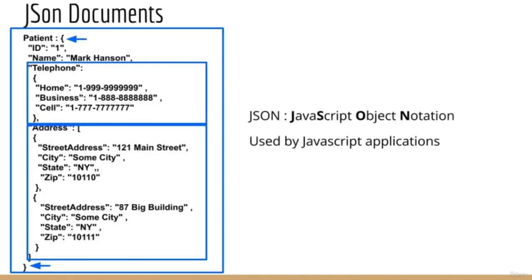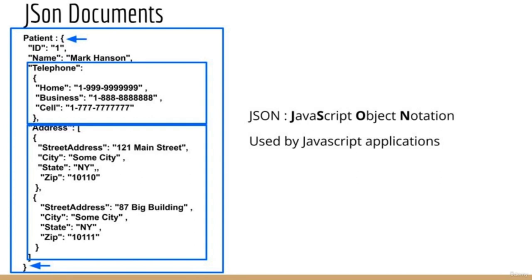Let's start with different types of non-relational data. The first type is JSON object. The term JSON stands for JavaScript Object Notation. It's the format used by JavaScript applications to store data in memory, but it can also be used to read and write documents to and from files.